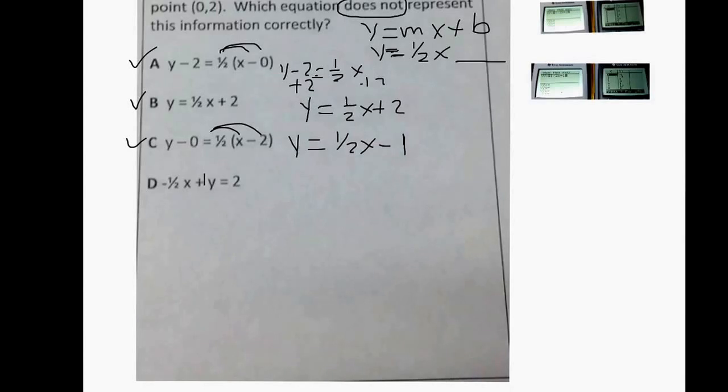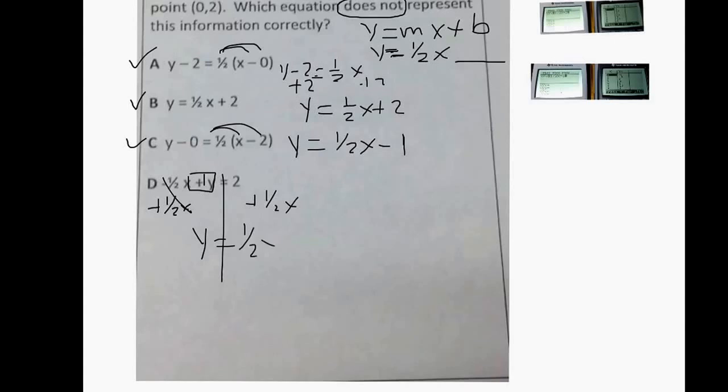This one, I just have to move the 1/2 x over to the other side. So plus 1/2 x to both sides. Those cancel. y equals, I like to have the half first, so 1/2 x, the plus 2 on the end. So all of them have the 1/2 x.